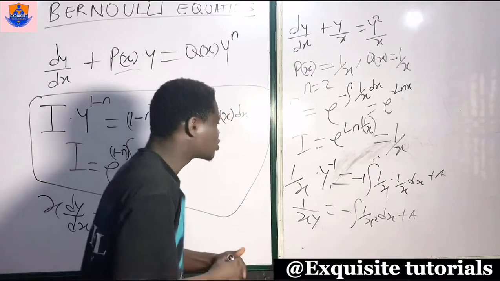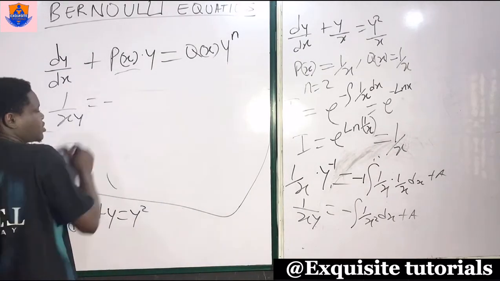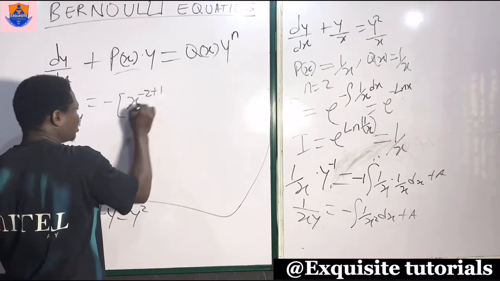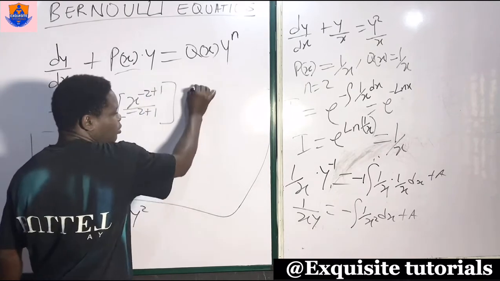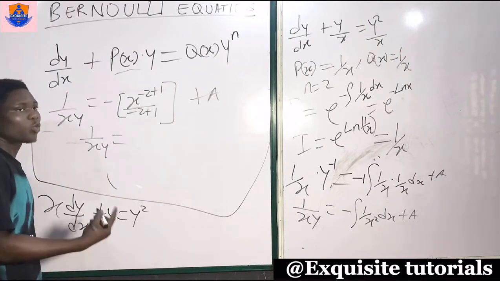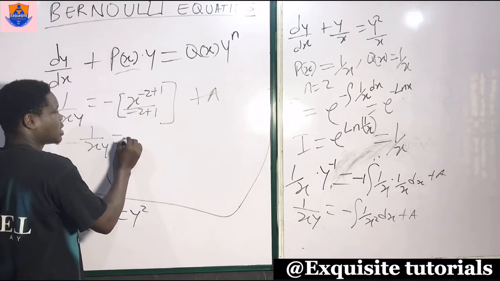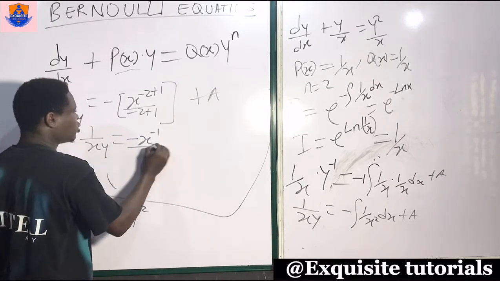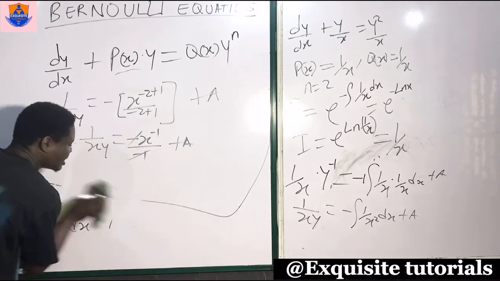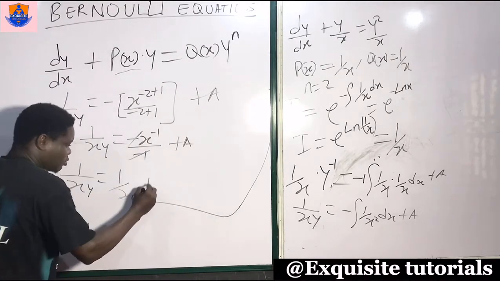Now if I integrate 1 over x squared, I'm going to get x to the power minus 2 plus 1 over minus 2 plus 1, then plus our constant. So this is 1 over xy. Please ensure to watch my differential equation, integral calculus video. So this is minus x to the power minus 1 all over minus 1. They will cancel out, plus a. So this implies that we have 1 over xy equals 1 over x plus a.